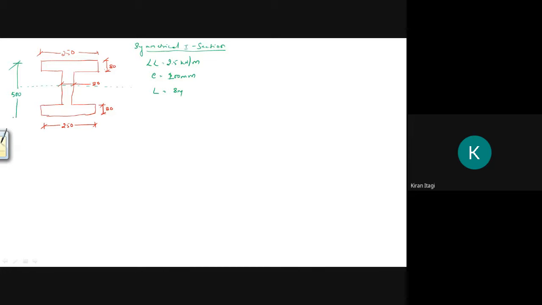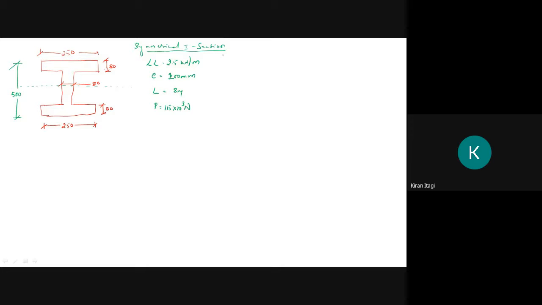In the notes, in the figure, it is not mentioned. Just keep in mind while referring to that, the overall depth is 500 mm. And he has given a pre-stressing force of 115 into 10 power 3 Newton. This question is available in the textbook also.